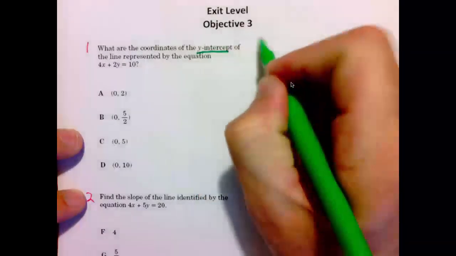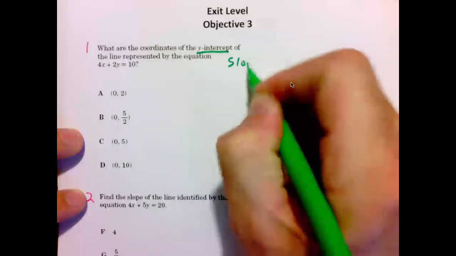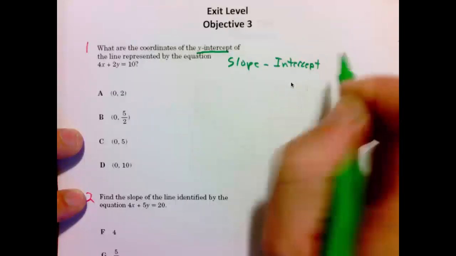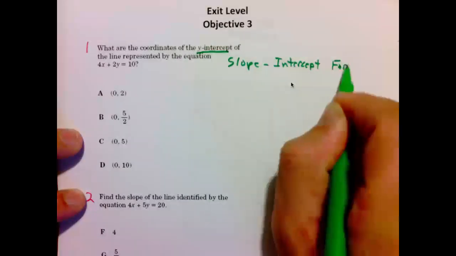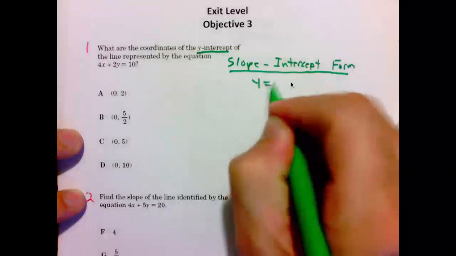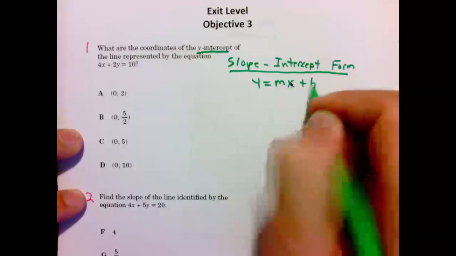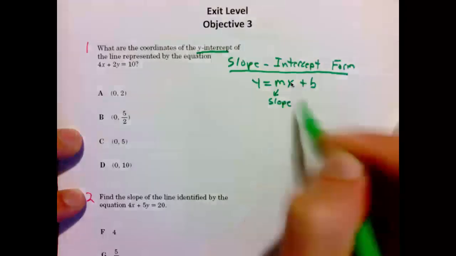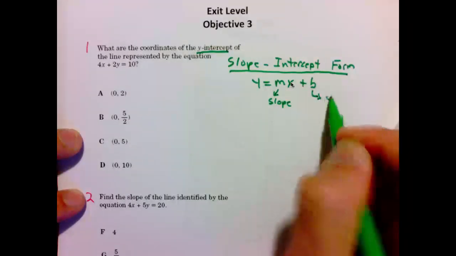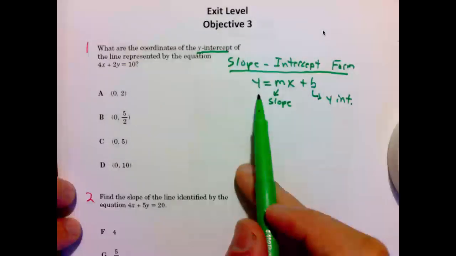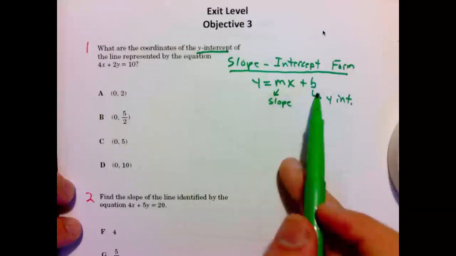One thing is by looking at our slope-intercept form. Slope-intercept form is y equals mx plus b. In this form, m is the slope, the coefficient of x, and this constant b is the y-intercept. So, if we could solve for y, then we could see the y-intercept.